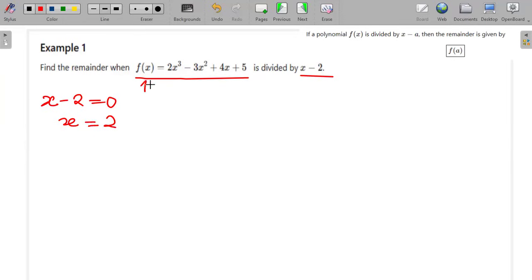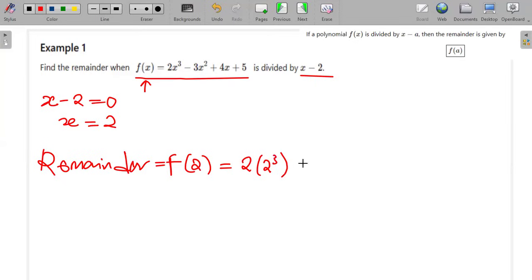And then in this function, the remainder will be found when we substitute each of these x's that we can see there with the 2. Then we are going to get the remainder. So my remainder is simply equal to f of 2. Wherever there's x, I'm going to be putting 2. So that will be 2 times 2 to the power 3, minus 3 times 2 to the power 2, plus 4 multiplied by 2, plus 5.